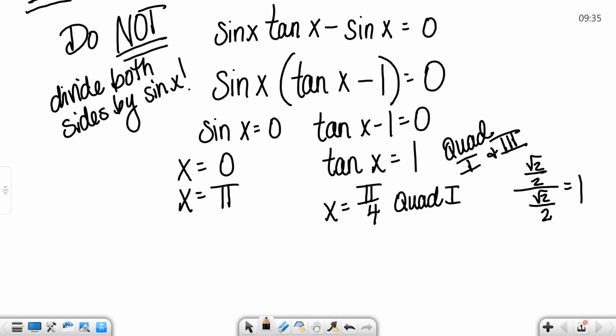And now I have to decide in quadrant 3, I know it happens again in quadrant 3 when I'm looking at, I have those same ordered pairs. I would have a negative divided by negative, which would still give me a positive 1.